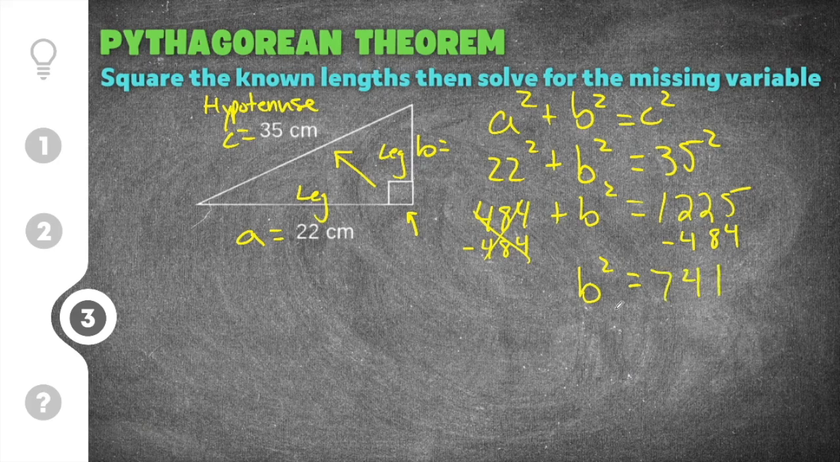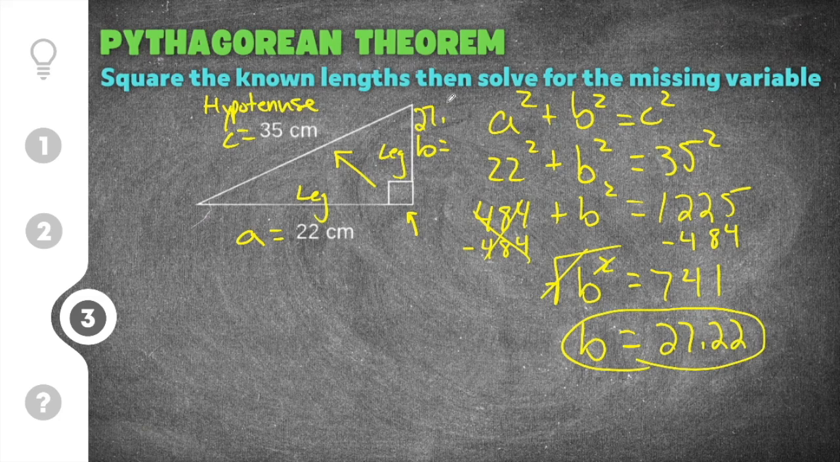Now to solve for b, you have to get rid of the square. The opposite of b squared, or the opposite of squaring something, is to do the square root. So we do the square root on this side, and we're left with just b. And then the square root of 741 is 27.22. So our missing side length is going to be 27.22 centimeters because our units are centimeters. So this time we were missing a length of a leg. It doesn't change the process for solving the problem. You just substitute in for what you know and solve for what you're missing.